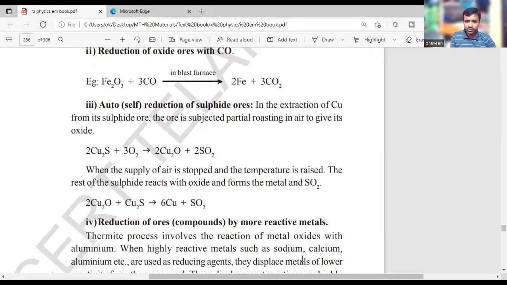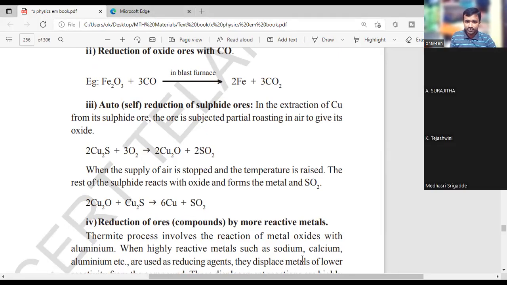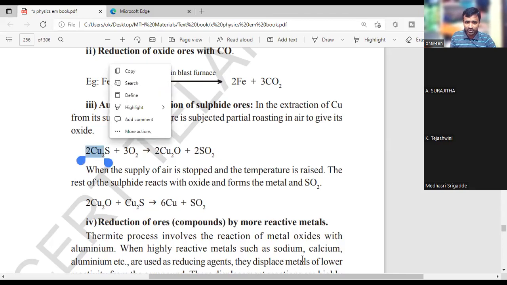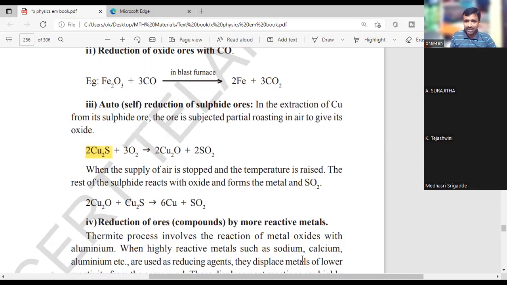Charan, do you have an idea about that? Blistered copper, sir. A special name is there for copper sulfide, blistered copper only. Somewhere we will get this. Okay, just have an idea.